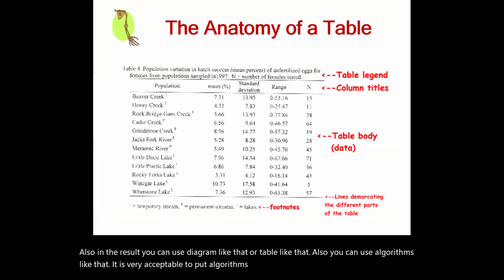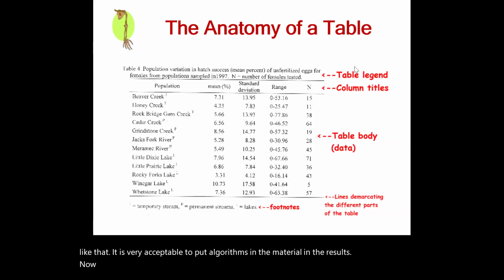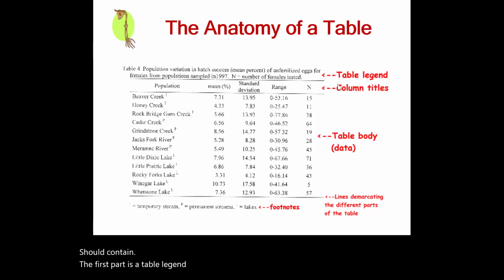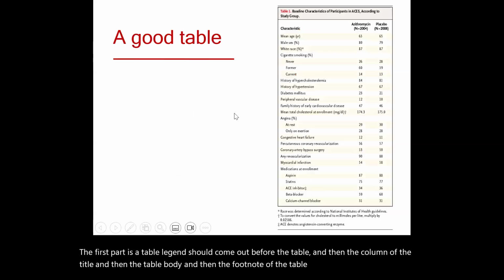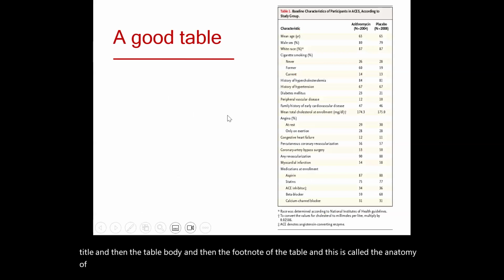Now we have to know the anatomy of the table. The table should contain, the first part is a table legend, which should come up before the table, and then the column titles, and then the table body, and then the footnote of the table. And this is called the anatomy of the table. And this looks like a good table.